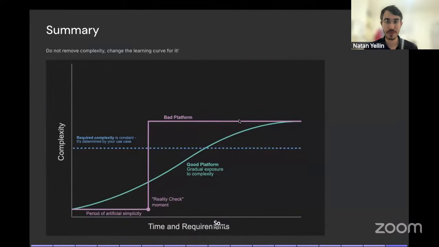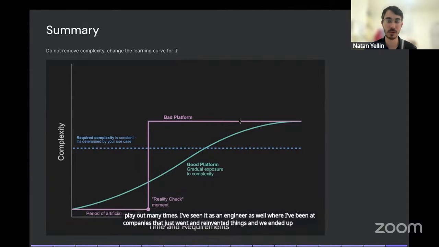So those are my 5 tips for building platforms. And this is a bit of a contrarian take, I know. But we've seen it play out many times. And I've seen it as an engineer as well, where I've been at companies that just went and reinvented things, and we ended up reinventing something really complex that was just as complex as the thing we were trying to abstract away because we didn't understand that the complexity came from our requirements.